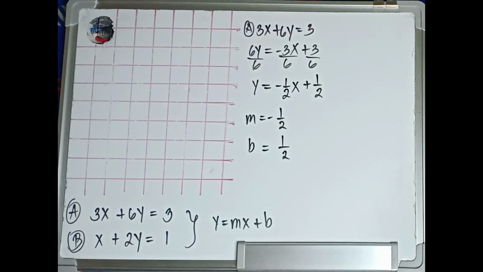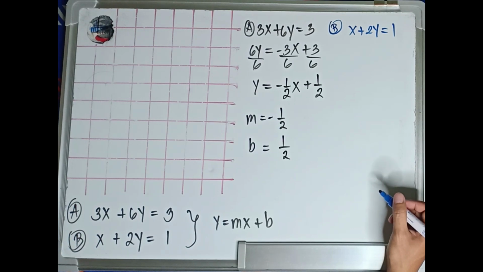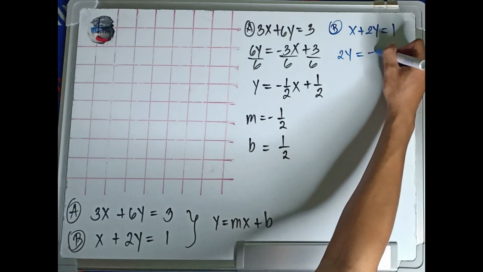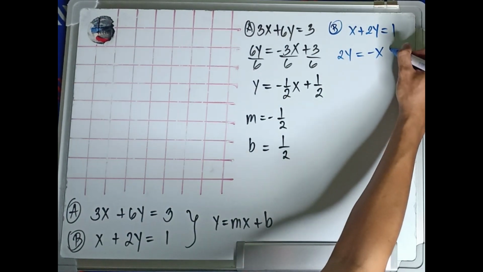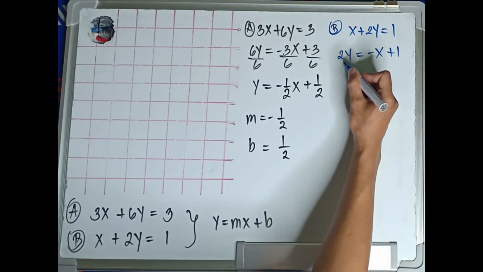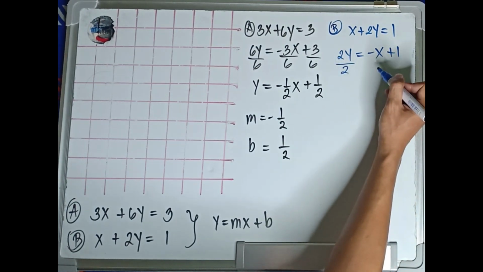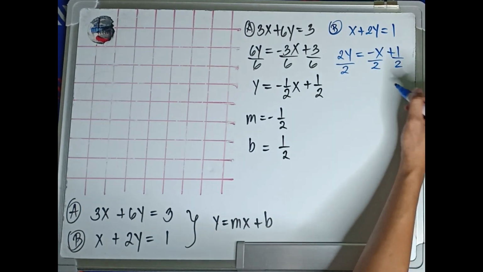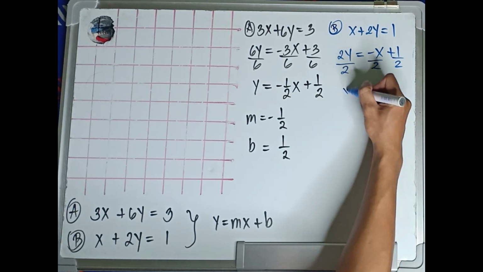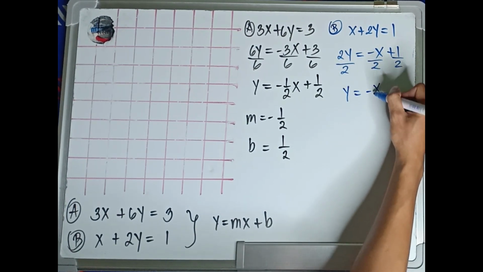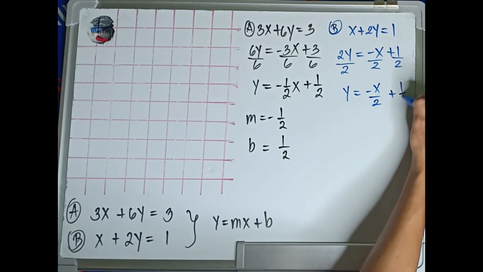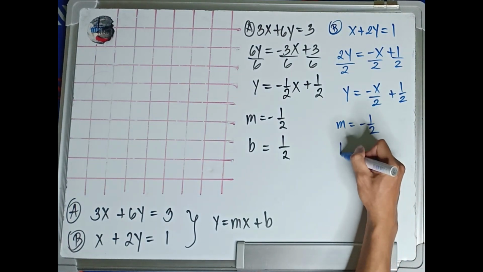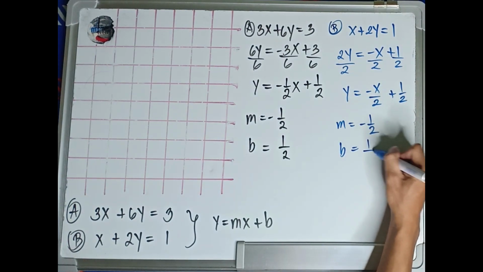Let's have equation B. So we have to transpose x to the other side. So we copy 2y, equal sign. So x will become negative x when you transpose, and copy positive 1. So we have to make the coefficient of y equal to 1, so we have to divide by 2. Again, once we divide by 2, we have to divide everything by 2. So 2 over 2 is 1. So copy y. So you have negative x over 2 plus 1 over 2. Our slope is negative 1 over 2. Our y-intercept is 1 over 2.